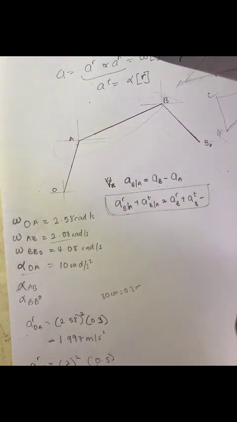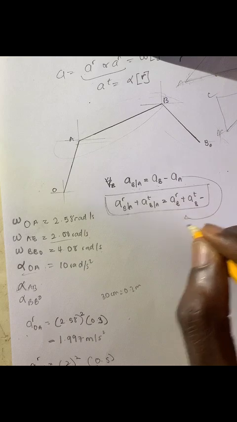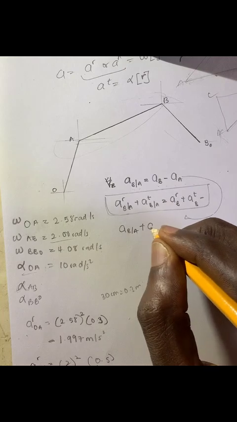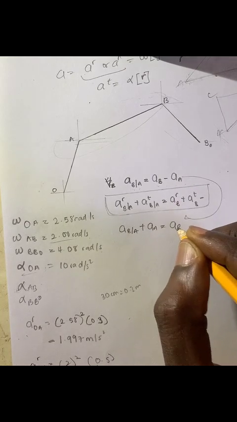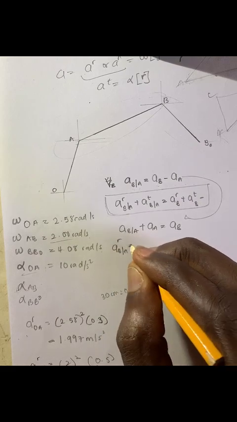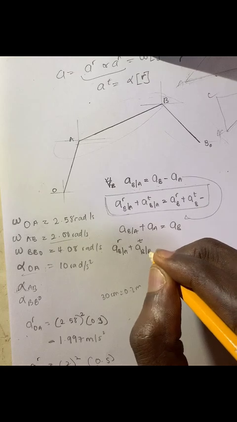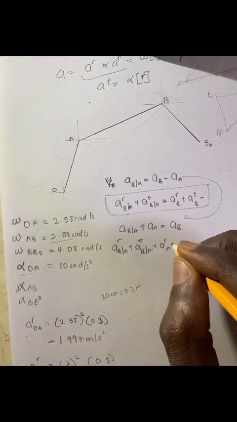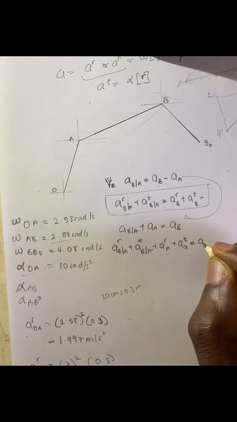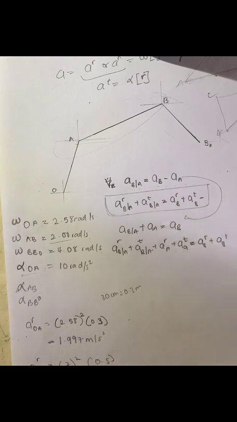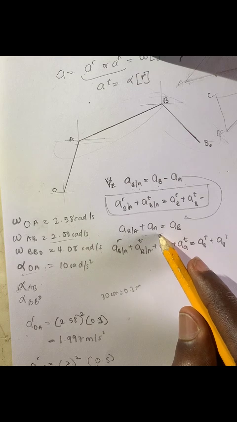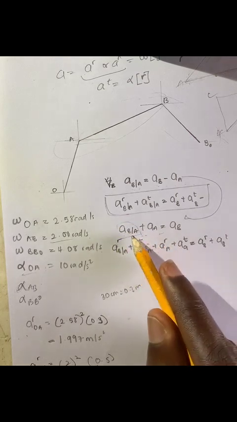So it's supposed to be, A B relative to A. I'll take this one to the other side, then plus AA equals AB. So for each component I have A B relative to A radial plus A tangential of B relative to A, then plus A radial of A, then plus A tangential of A equals A B radial plus A B tangential. So I'll get the two components, radial and tangential, of B relative to A.